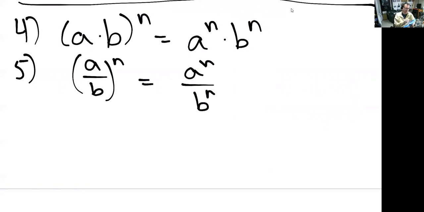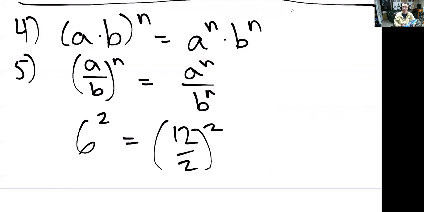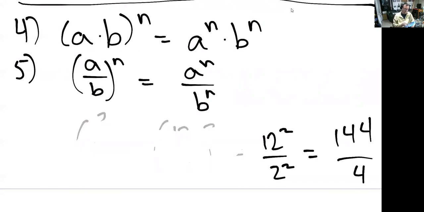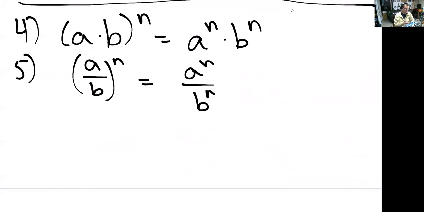And you can use number five in strange ways sometimes. Like let's say we have 6 squared. Well, number five says we can do it like this. 6 is the same as 12 over 2. That's the same as 12 squared over 2 squared, or 4. So 144 divided by 4 is apparently equal to 36, 6 squared. So you can do strange things like that, or oftentimes you can use this for the greater good to simplify a problem overall. It doesn't change the fact that the pattern exists.